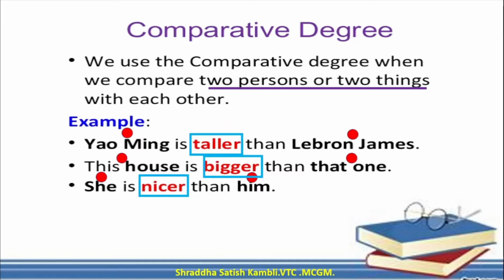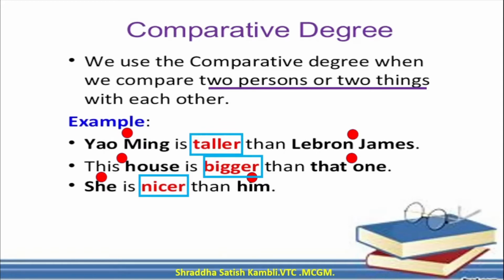So see here again, you have two nouns. So in each of these cases, you have two nouns, two persons or things. Persons and things are what? They are nouns only, isn't it? So you have two nouns. So in the first example, you have Yao Ming and LeBron James. Second example, you have this house and that house.